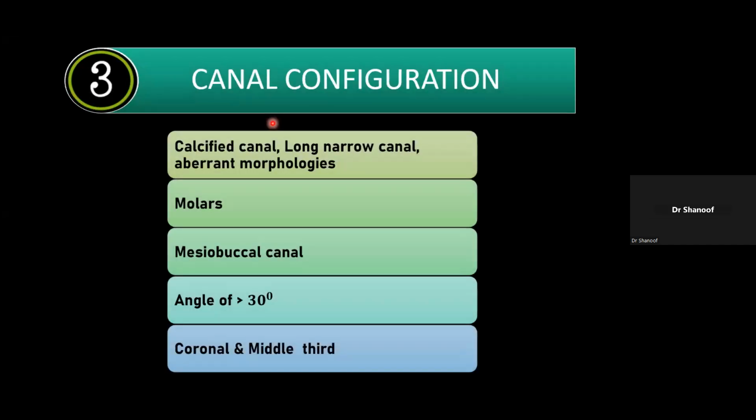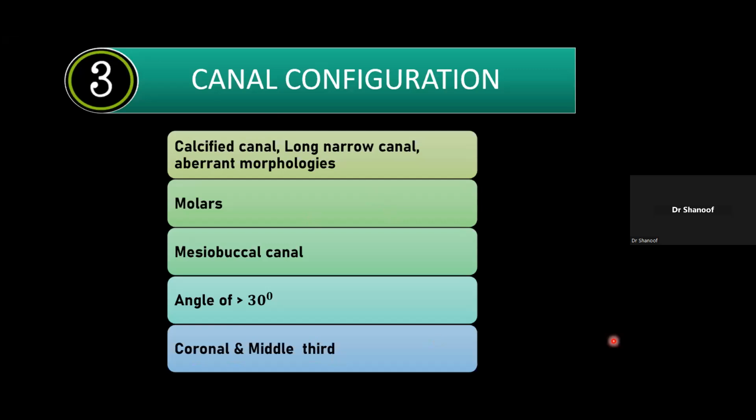No need to mention, maximum caution should be taken while negotiating through calcified canals, long narrow canals, aberrant morphologies, etc. There are increased chances of file fracture in cases of molars as compared to premolars and anteriors. And it is also more in the mesiobuccal canal of both maxillary and mandibular molars. These chances of file fracture will increase when the angle of curvature is more than 30 degrees. And also, interestingly, these chances increase when the curvature is in the coronal and middle third rather than the apical third.